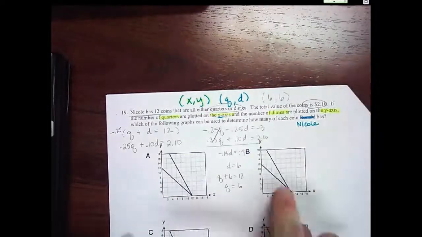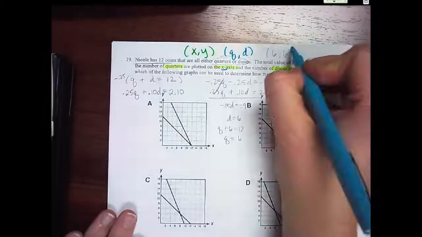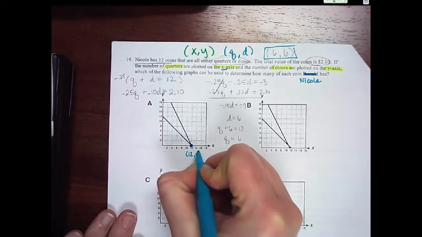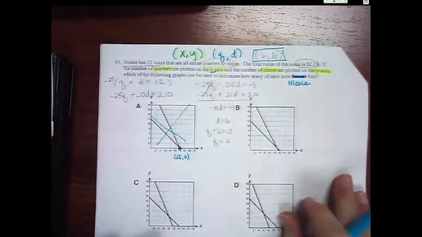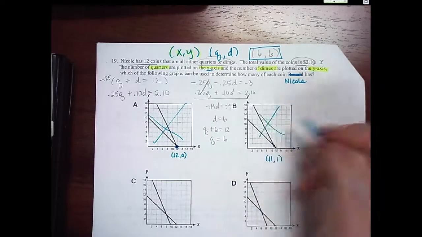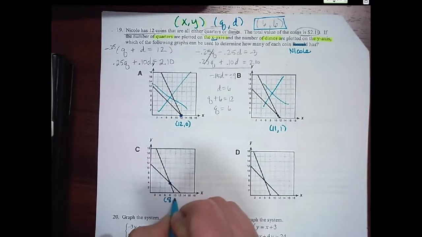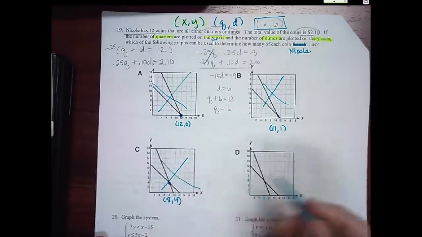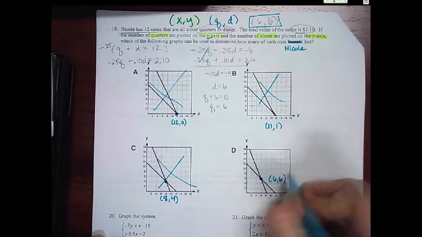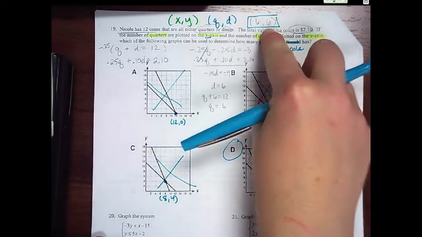Okay, so when you're looking at your answer choices here, all you're doing is looking for where they intersect, and we want it to be this coordinate point. So like here, they intersect here at 12, 0. So it's not A. Here, it looks like they intersect at 11, 1. Not B. Here, they intersect at 8, 4, it looks like. Not C. Here, they intersect at 6, 6. So there's our winner. Okay, that's all they're doing. Just solve it like normal. Find your coordinate point, and it's where they cross.